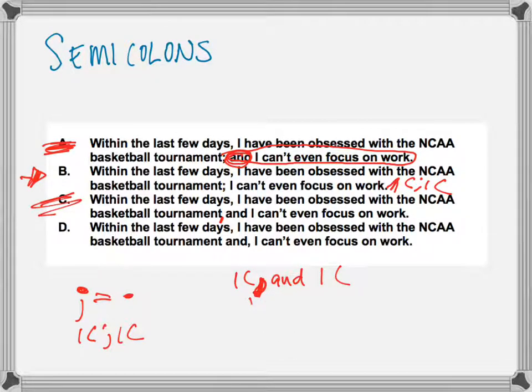So C's bad, and D has the comma after the word "and," which definitely doesn't work. So D is gone, and we're left with answer choice B, right? Because we have two independent clauses separated by a semicolon. C was bad because we would need a comma here to separate this independent clause from this one. And A was bad because it was independent clause, semicolon, dependent clause, and this is never good. So answer choice B.